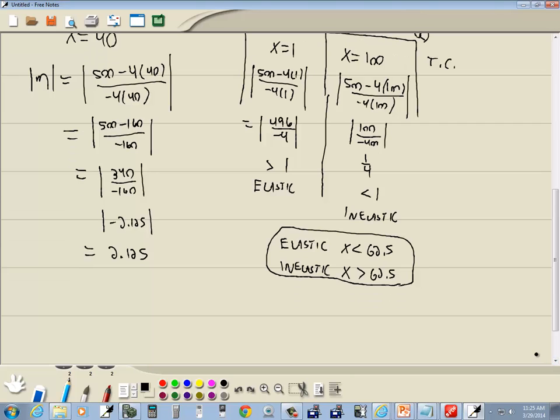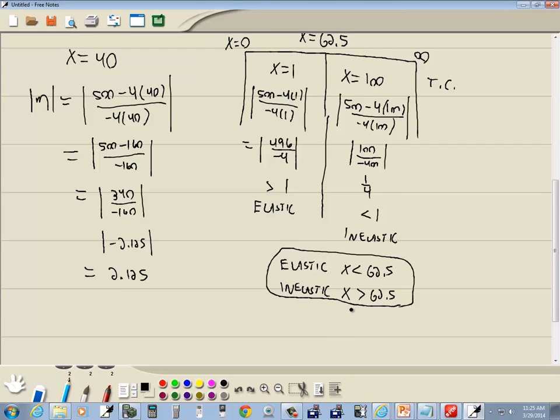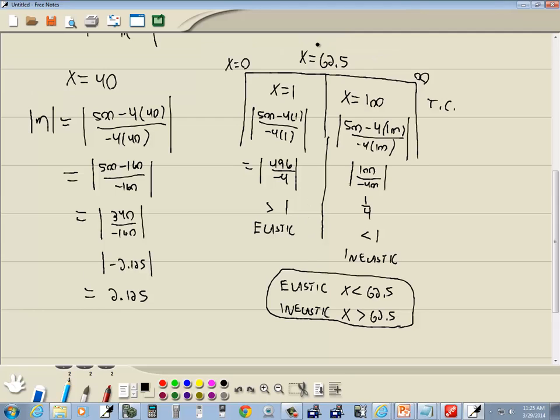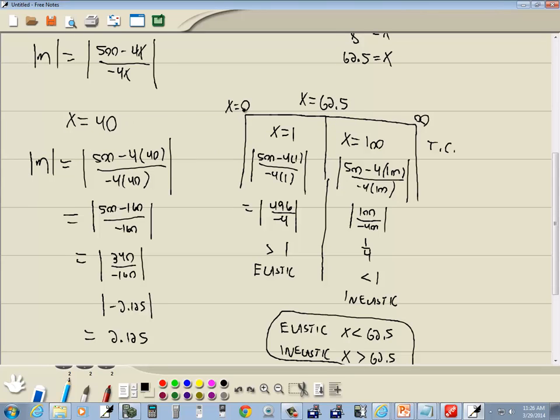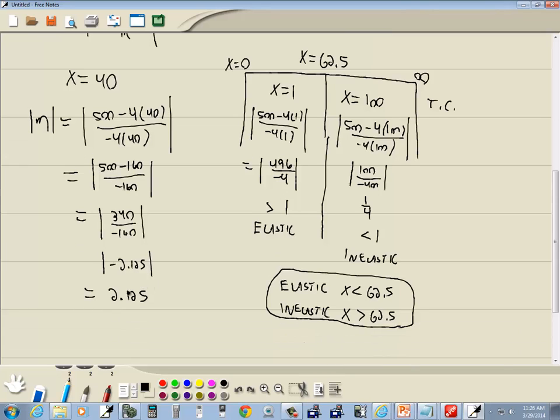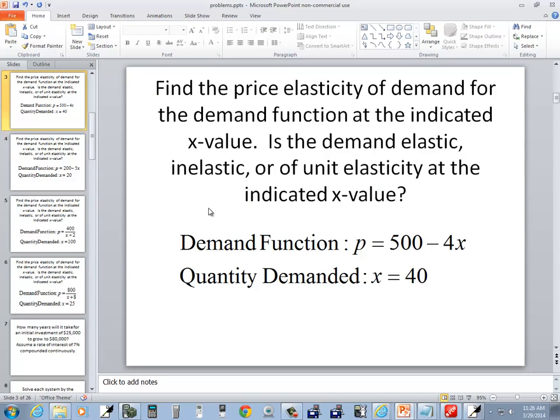Now again, do you round it or not? It probably depends upon your application. If I look over here, x equals 62.5 was our turning point, and x equal to 40 is between 0 and 62.5, so I know it's over here. Even more than that, when I found the absolute value of eta, we came up with 2.125, which is greater than 1, so it is elastic. And those are all the different pieces. They're asking if it's elastic, inelastic, and so forth, and they asked us to find the price elasticity of demand.